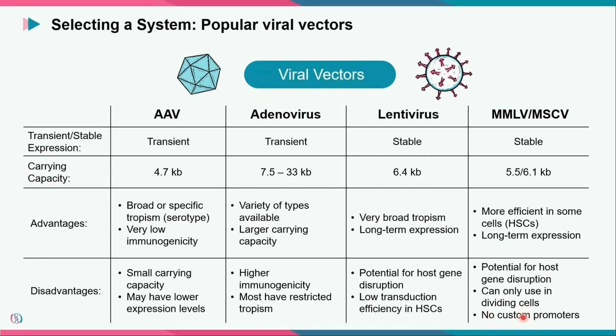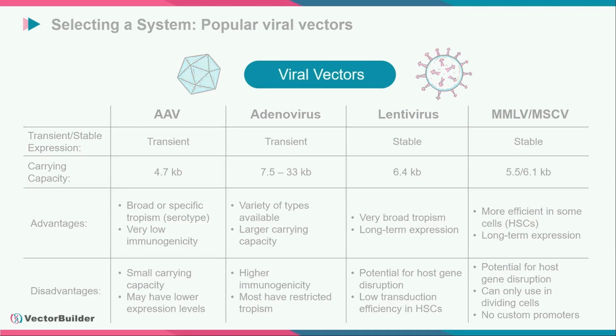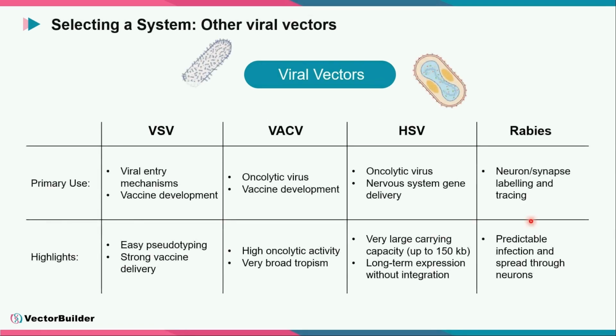Now, MMLV and MSCV, these tend to be more kind of historical viruses. A lot of people use them because they've always used them. But you do still see a good bit of use for cells like hematopoietic stem cells, which aren't very well targeted by lentivirus. And although those are our popular options, we do have some options for viral vectors that are less popular, but that are great for very particular applications.